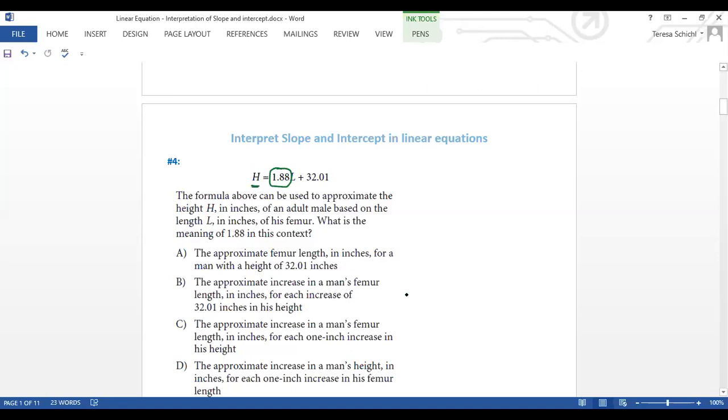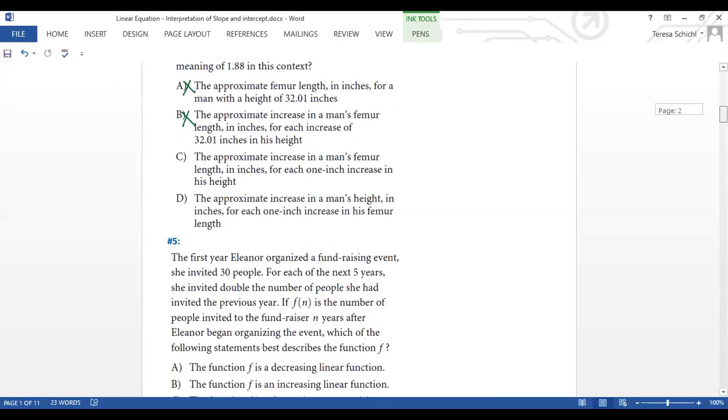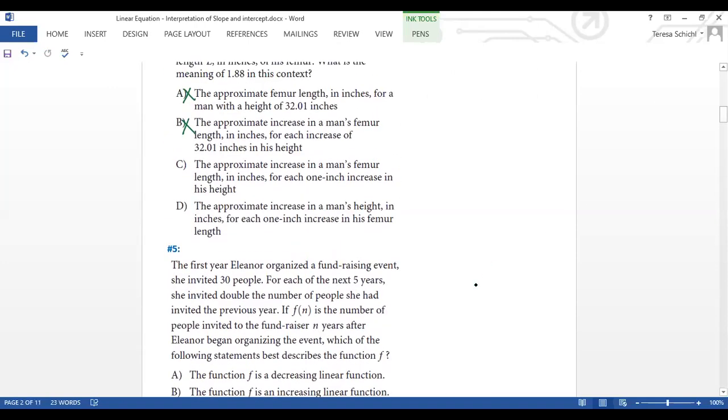Let's take a look at the choices. The approximate femur length for a man with a height? No, that's not it. The approximate inch in a man's femur length for each increase of 32? No, 32 is the initial value. So the answer is part C: the approximate increase in a man's height for each 1 inch increase in the femur, since H is dependent on the femur.